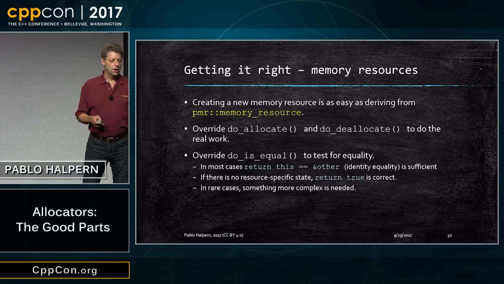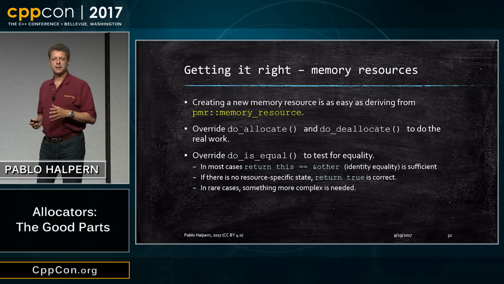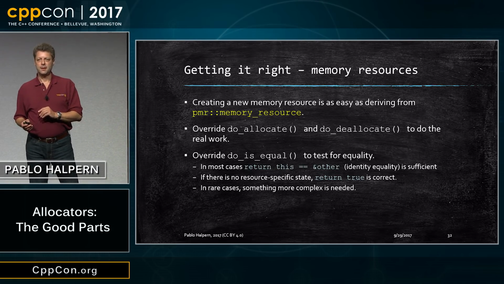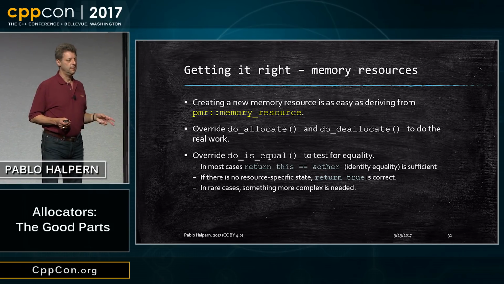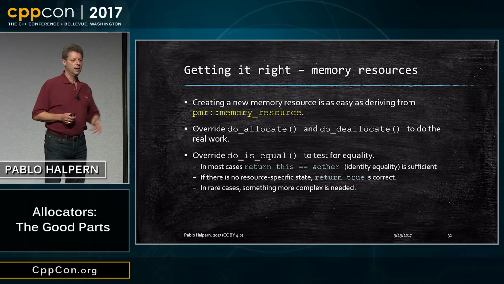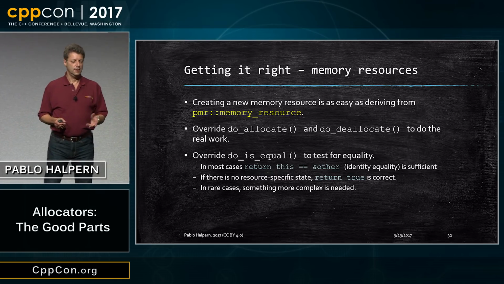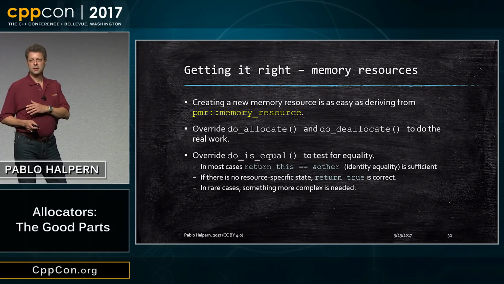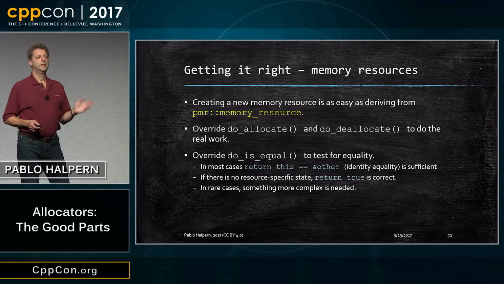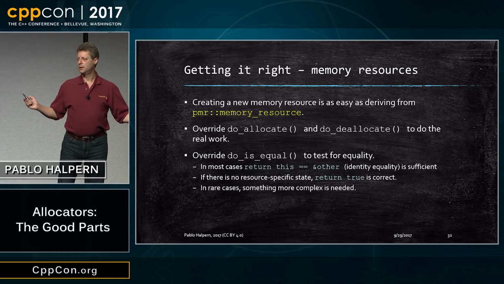So we're done. So what did we learn? Well, creating the memory resource is as easy as simply deriving from pmr::memory_resource. We override do_allocate, do_deallocate, and that's where we do all the real work. And we override do_is_equal to test for equality. And this is what I just said when I was looking at the other slide. Generally, you just look for identity equality. Sometimes you return true. In rare cases, you have to do something more complicated. That's it. That's all you have to do to create a new memory resource.